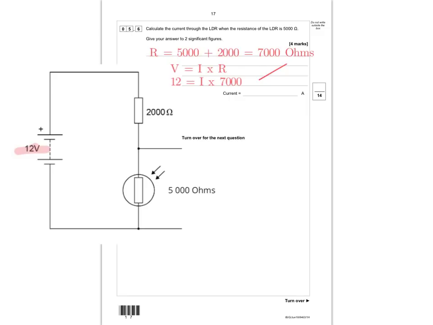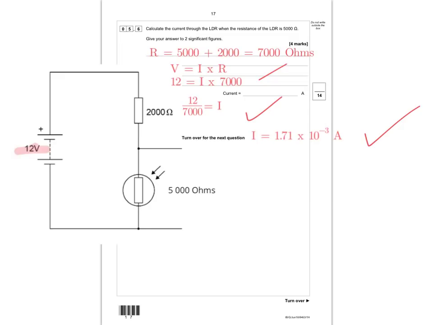The next thing is we need to rearrange that to find I. So rearranging, we get 12 over 7000 equals I, which gives us our second mark for the question. And then we need to put that into our calculator to find the value for I. Putting that into the calculator, you get an answer of 1.71 times 10 to the negative 3 amps. That's your third mark for the question.